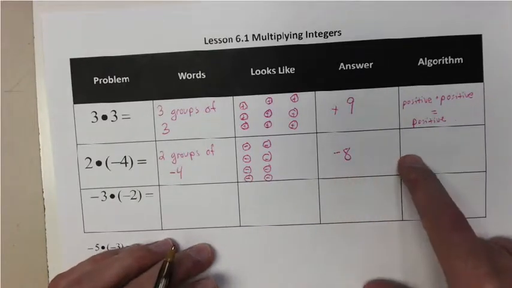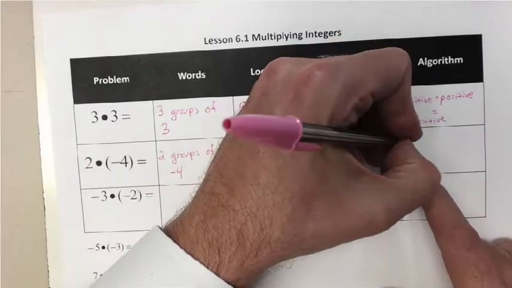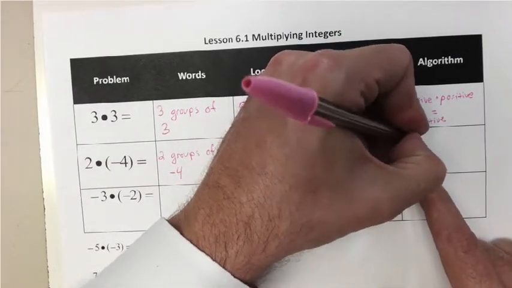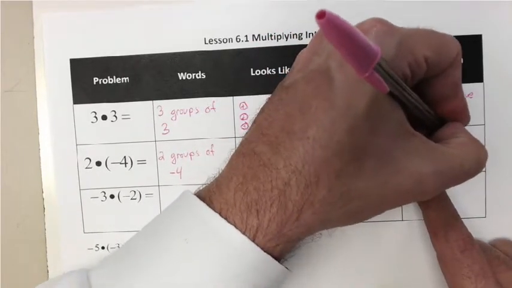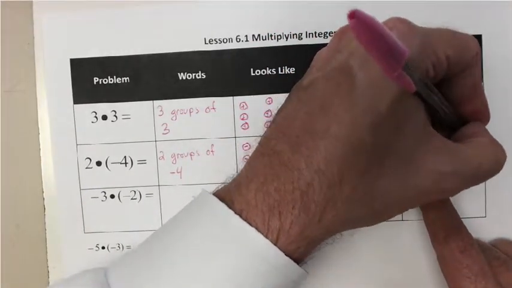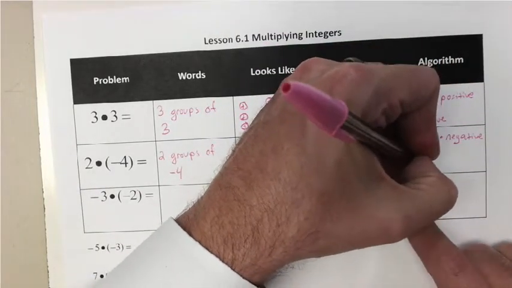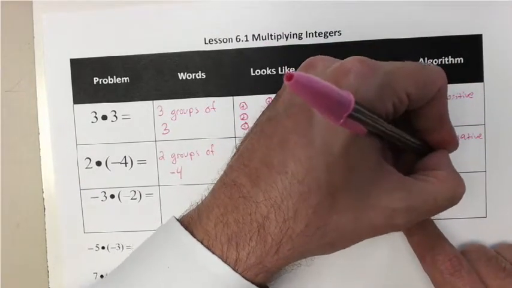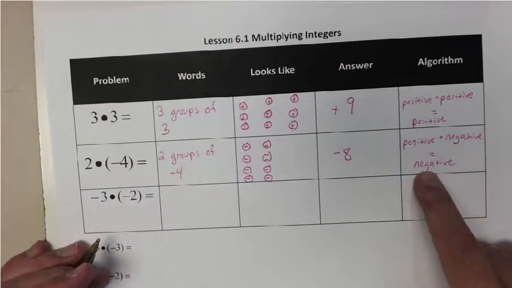Alright, so the algorithm for this one is when I have a positive times a negative, or a negative times a positive, I get a negative. So a positive times a negative equals a negative. Positive times a negative equals a negative.